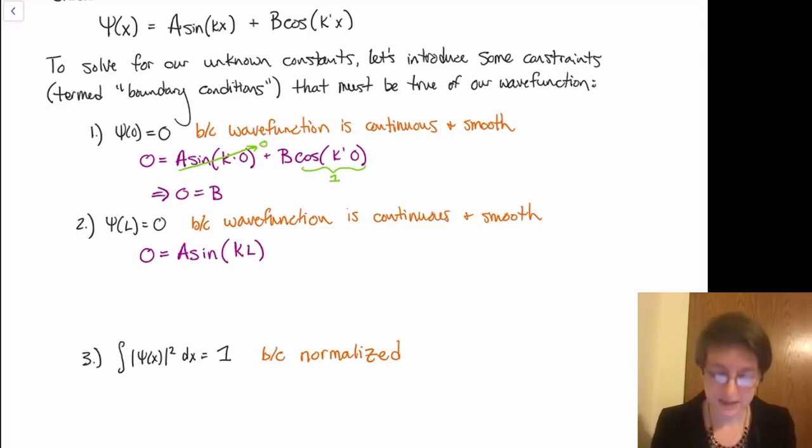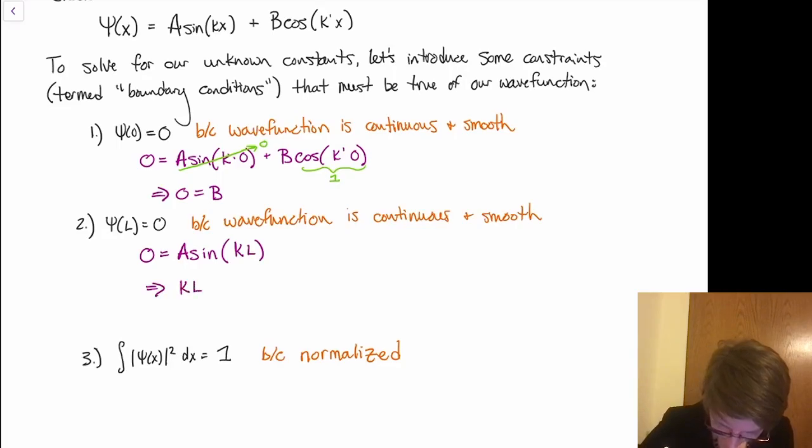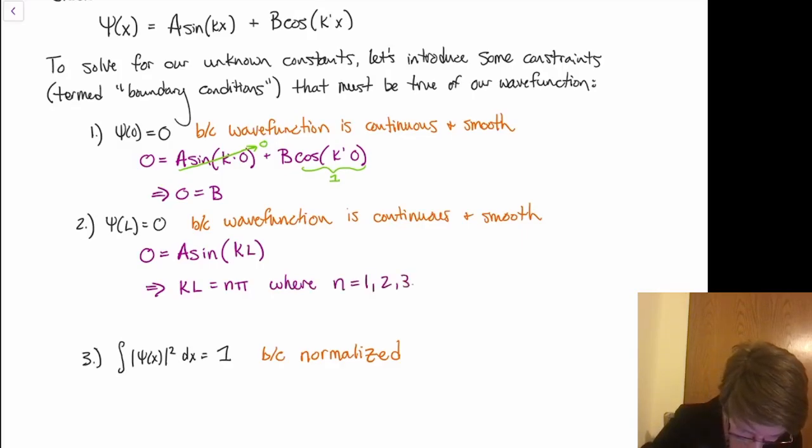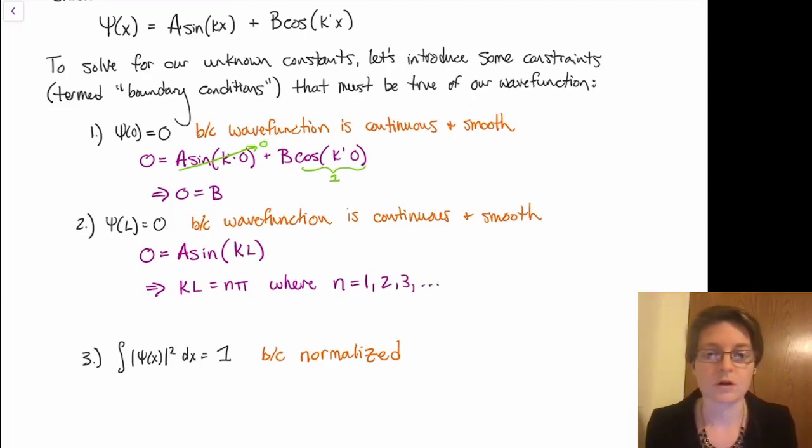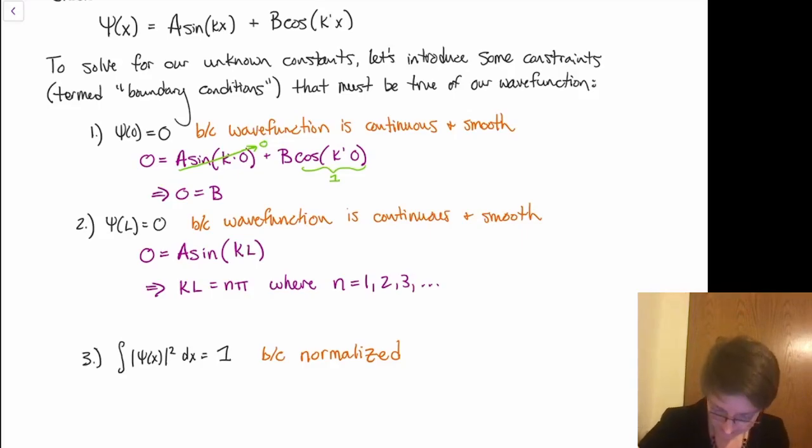But it's also true that this equation will hold so long as k times L is equal to n times pi, where n is any integer. So it could be 1, 2, 3, 4, etc. And this is really interesting because, one, it tells me something about k. It means that k is equal to n pi over L.